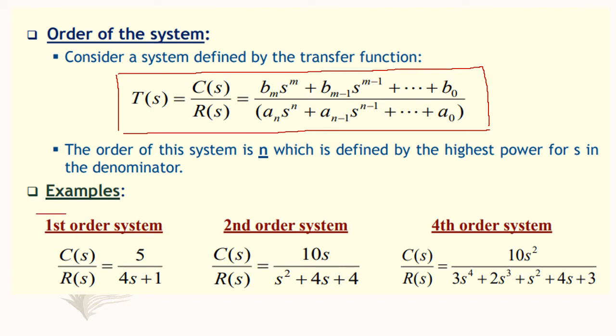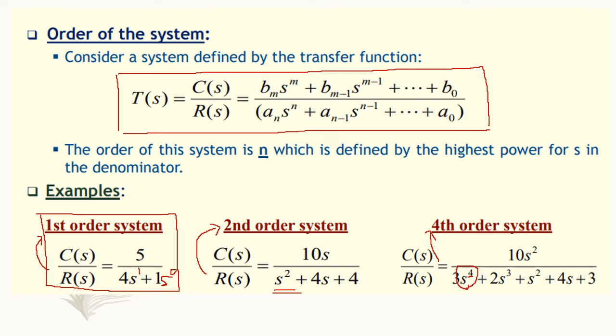So in this example, when you see this, it is s to the power of 0 and here it is s to the power of 1. So the highest power of the characteristic equation is 1, so it is a first order system. In the second example, s square is the highest order, so it is a second order system. Similarly, in the third example, you can see the power of s is 4, so it is a fourth order system.